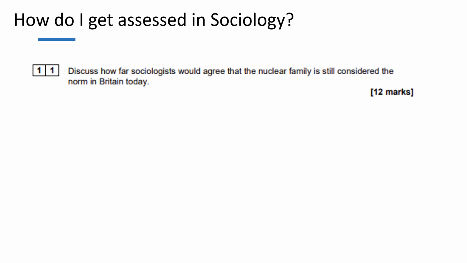Hopefully that's given you a quick idea of what it would be like. And hopefully sociology will be something you think about as one of your choices for GCSE.